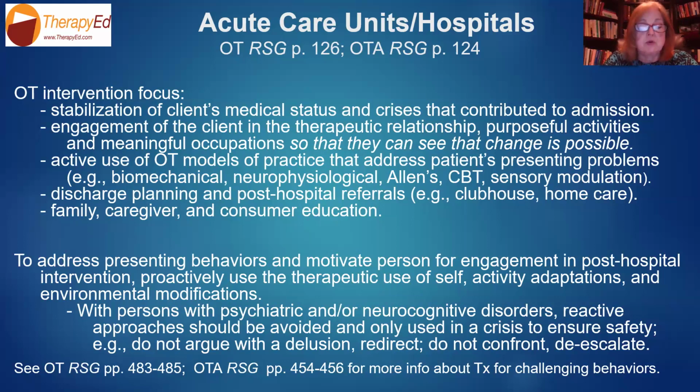For example, if someone is having a delusion, by definition, they're false, unshakable beliefs. So we're not going to confront it and say that's not real. We're going to redirect them into a concrete activity and remove them from environmental stim that may be escalating their symptoms. So we de-escalate, we don't confront. In both the OT review and study guide 483 to 485 and the OTA 454 to 456, there's information about multiple challenging behaviors, from delusions and hallucinations to monopolizing behavior to manic behavior to people who are difficult to engage.